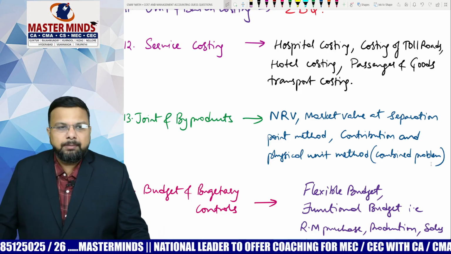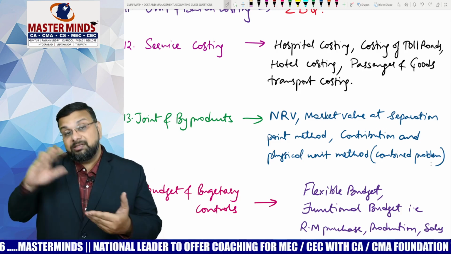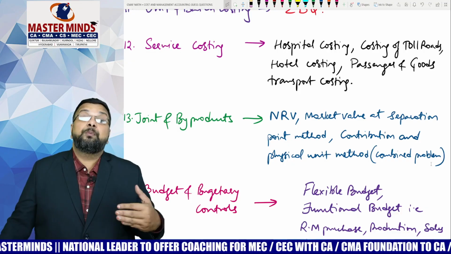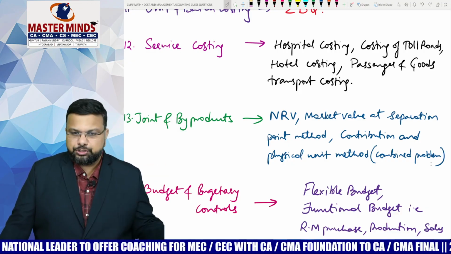Okay, and do remember one thing: when it comes to joint and byproducts, rather than giving it as a separate problem, they are mixing it with some other thing. They may mix it with process costing also, because joint and byproducts is an extension of process costing.